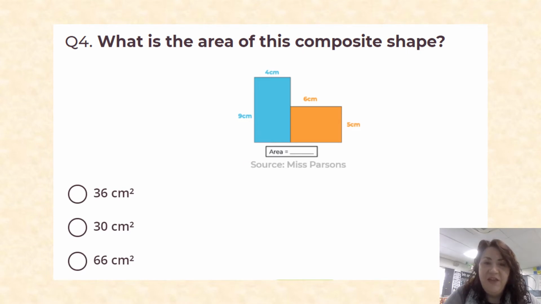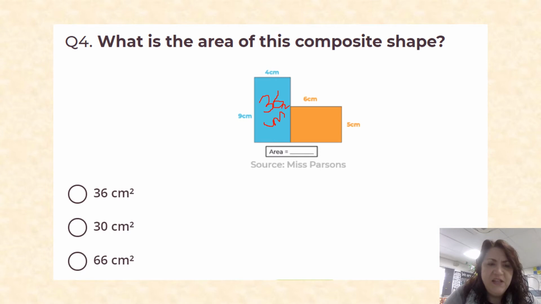I'm going to multiply them. So I do 4 times 9. And 4 times 9 is, have a think about it if you're not sure, it's 36. And that will be centimetres squared. That should go straight after 36, but I've run out of room.